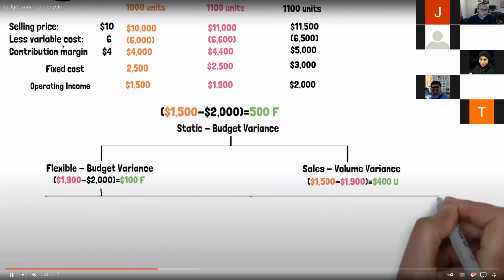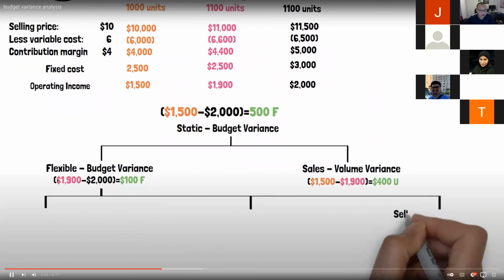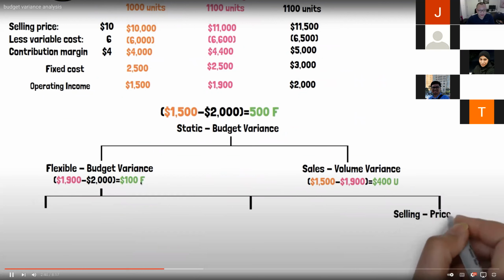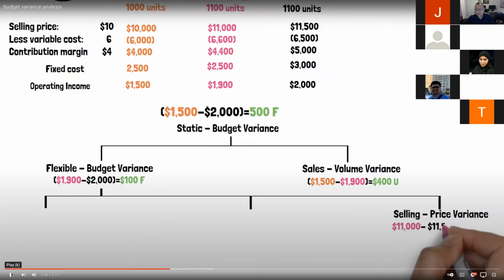Okay, so now for this flexible budget variance, I'm going to further break down this $100 flexible budget variance. The first one is the selling price variance. Okay, so what is the selling price variance? So now we are comparing the flexible budget, right? We are comparing the pink versus the black, the middle column versus the red column. So that's the 1,900 minus 2,000. That's your $100 favorable variance, right?